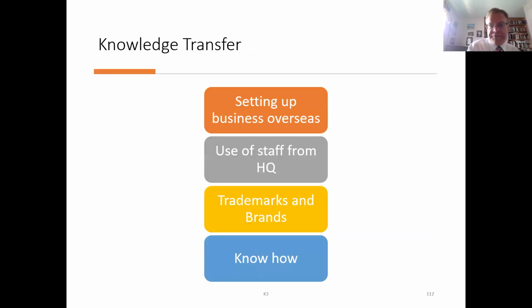If I look at other knowledge transfer, if you set up new companies or branches or other elements in setting up a business overseas, you would look at the use of staff from the HQ, the trademarks and brands and the know-how. How are they being used and are they being properly accounted for? That's always going to be important in terms of the allocation of income and the allocation of expenses.